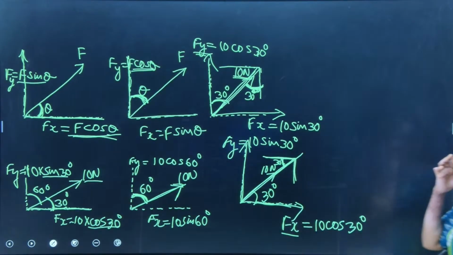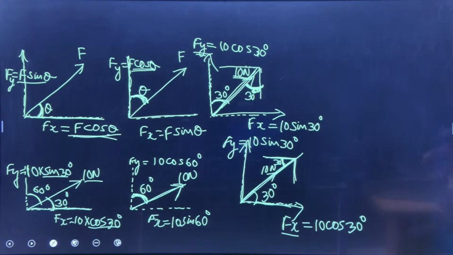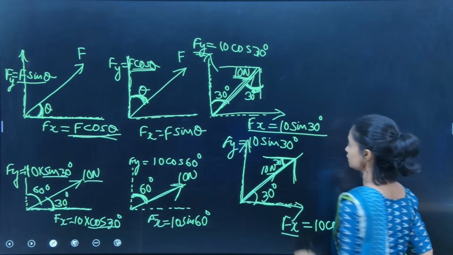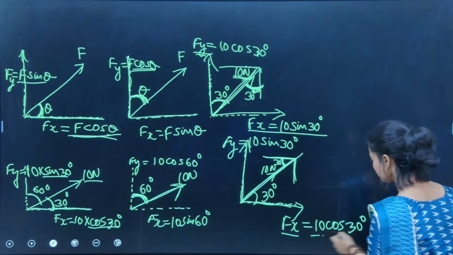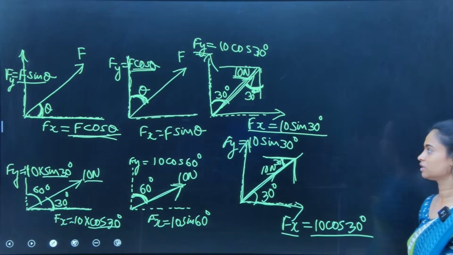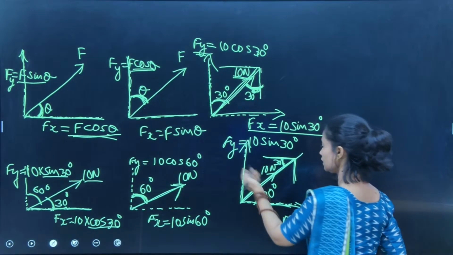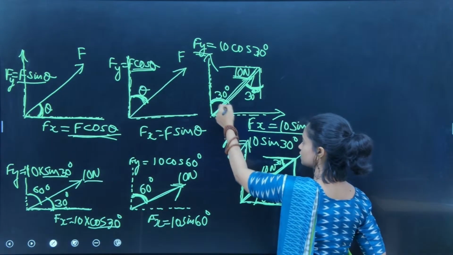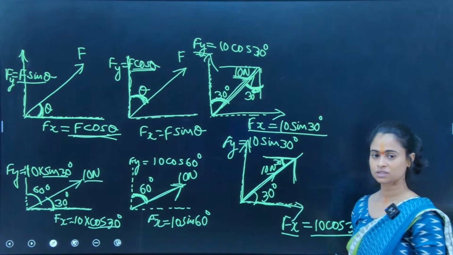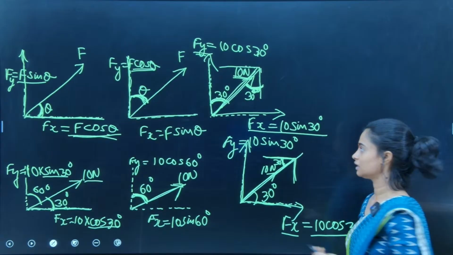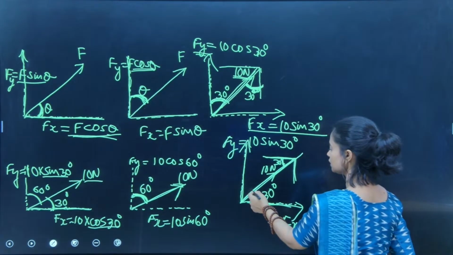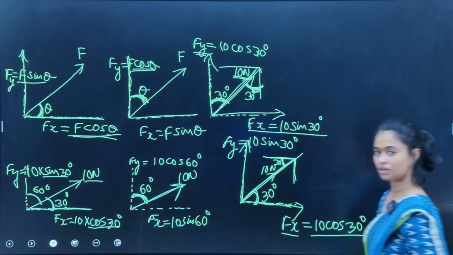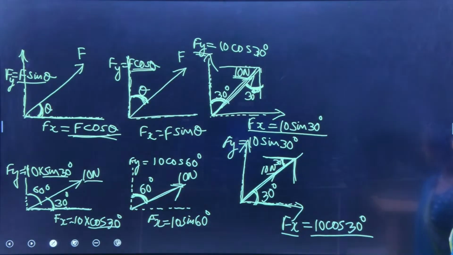Can you see the differences in these cases? In the previous case, this component is 10 sin 30 degree, but here it is becoming 10 cos 30 degree. Why? Because the angles are reversed. In the first case, the force was inclined to the vertical at 30 degree, and in the second case, the force is inclined at 30 degree with the horizontal, right?